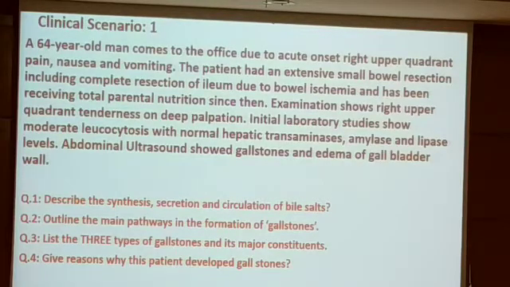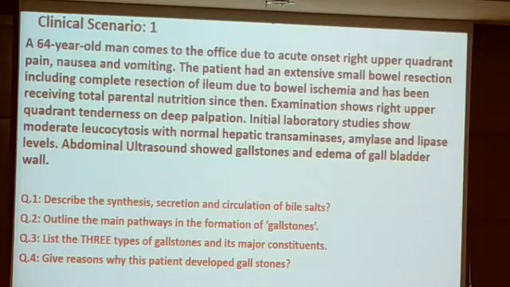He's saying that because of the bowel resection, you are unable to absorb the bile salts. And because you are unable to absorb the bile salts, the total bile salt pool is going to decrease. As a result, your cholesterol level in the bile would be higher than the bile salt. So the cholesterol is going to crystallize and give rise to the gallstones.